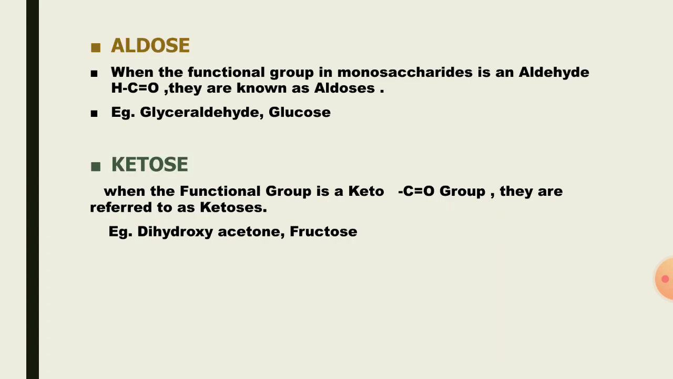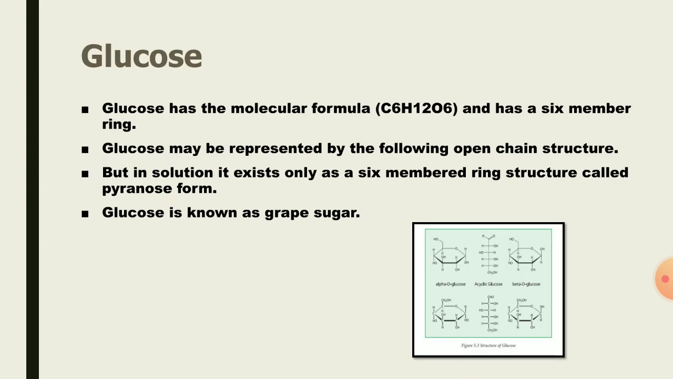Aldose means the functional group of the monosaccharide is an aldehyde, which is structured as H-C double bond O. Examples are glyceraldehyde and glucose. Ketose has a keto functional group, which means a C double bond O group. They are referred to as ketoses. Examples are dihydroxyacetone and fructose.